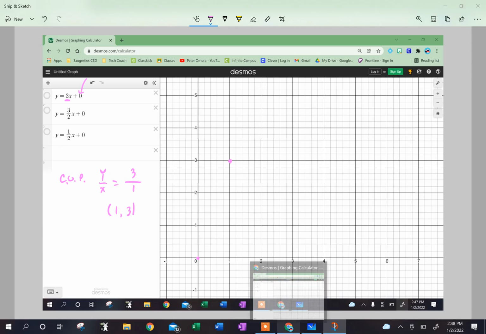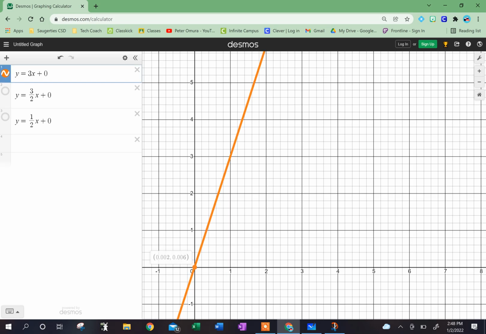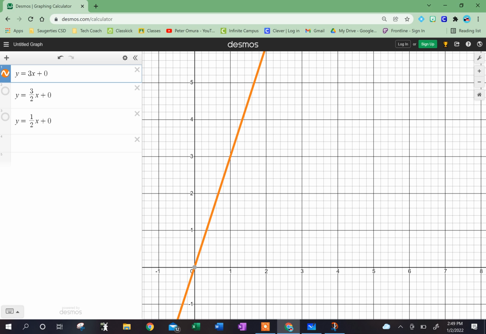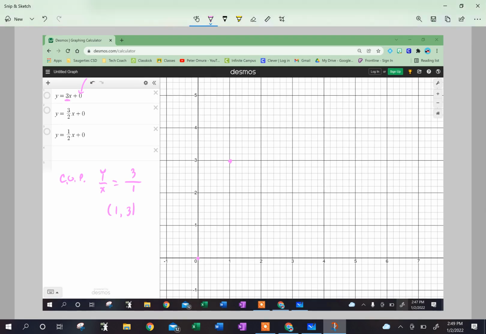So let's go back to our graph, see what happens when we take a look at this. Once again, I started at the 0, and I can't actually do much because of that, but I can put my point around there. It's a little bit tricky here. Anyway, my second one says y equals 3 halves x plus 0.